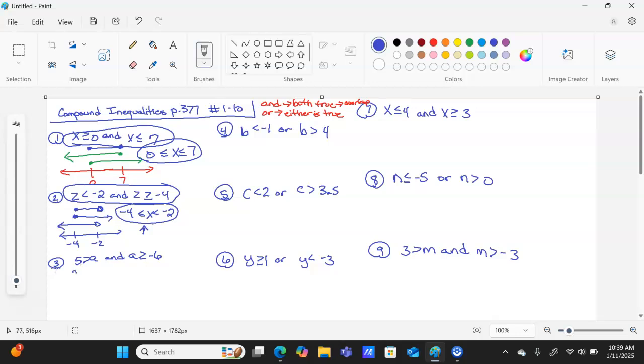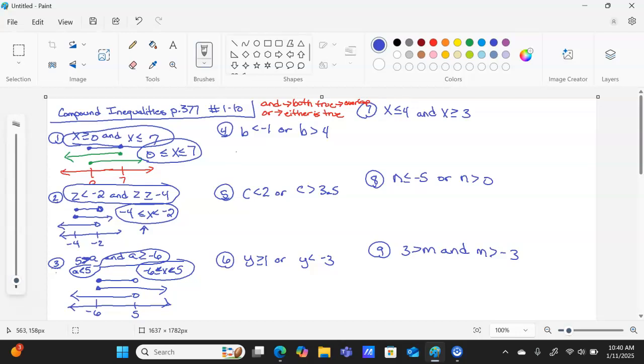Number 3, the first thing I'm going to do is flip-flop this. This is A is less than 5, and I want to see it like that so I can see my arrowheads. So I've got 5 and -6. So -6 is down here, 5 is up here. So I'm less than 5, greater than or equal to -6. So they overlap from here to here. So you can either have this as your solution or -6 to here. That's how you would write that. Notice these always face in this direction in this compound inequality.